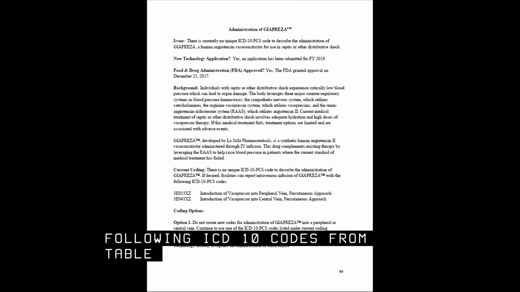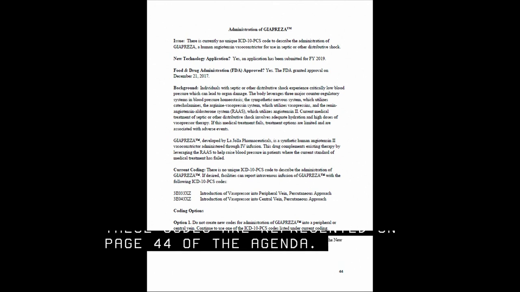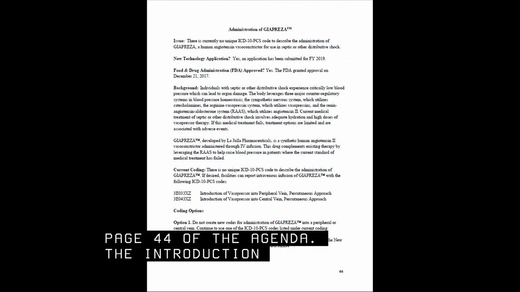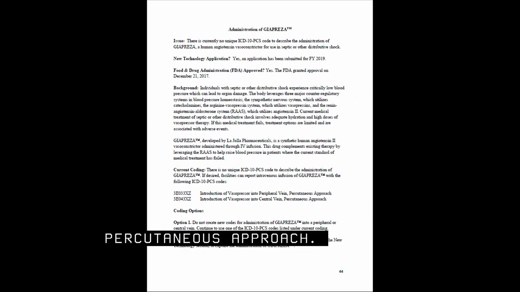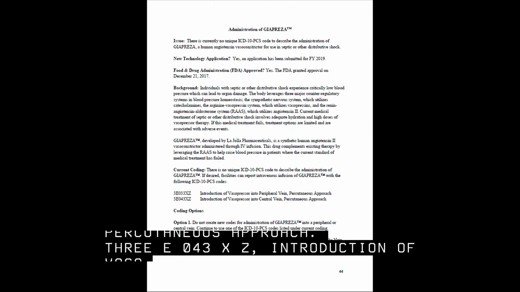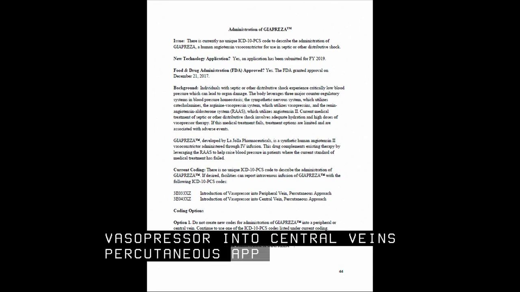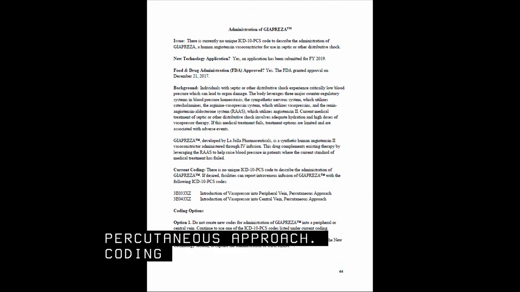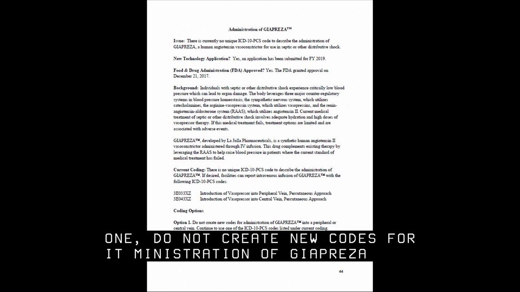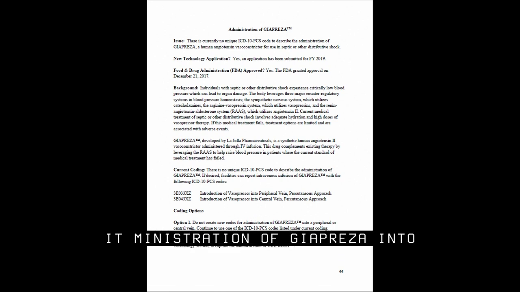3E033XZ, introduction of vasopressor into peripheral vein, percutaneous approach. 3E043XZ, introduction of vasopressor into central vein, percutaneous approach. Coding options include option 1, do not create new codes for the administration of Giapreza into peripheral or central vein. Continue to use the codes just described.